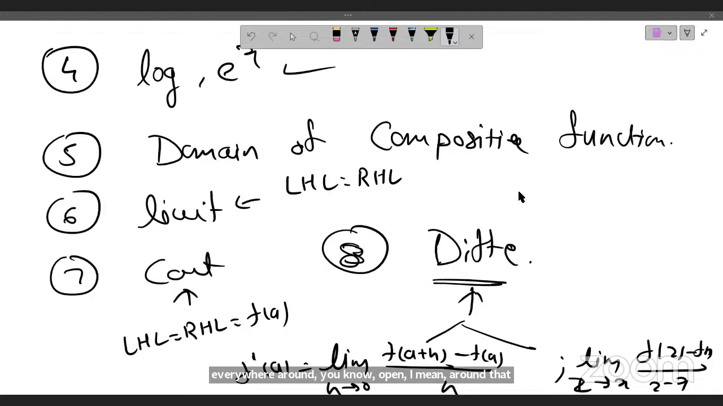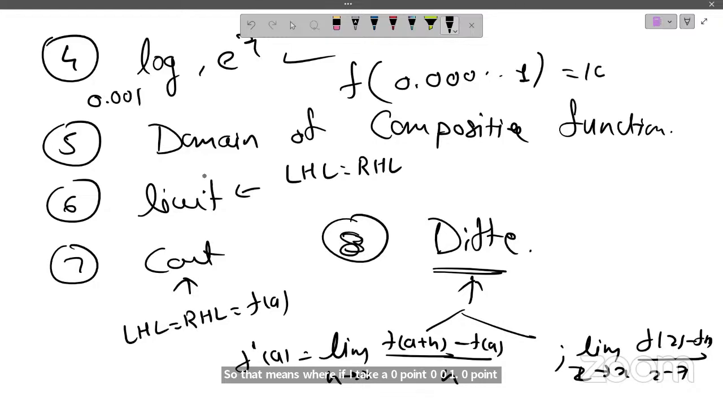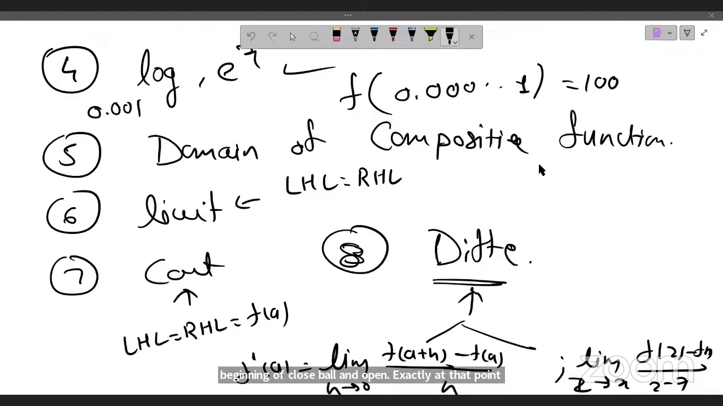For example, here at 0 the function is defined to be 0, because there is a closed ball. And the open ball is on 100. So if I take 0.001 or 0.0000001, the value of the function at this point is 100. That's the meaning of closed and open. Exactly at that point the function takes the value where the ball is closed, the whole black. And the hollow ball says that if you displace your point x slightly from 0, the function value will be 100. That's the meaning of those two points, right?